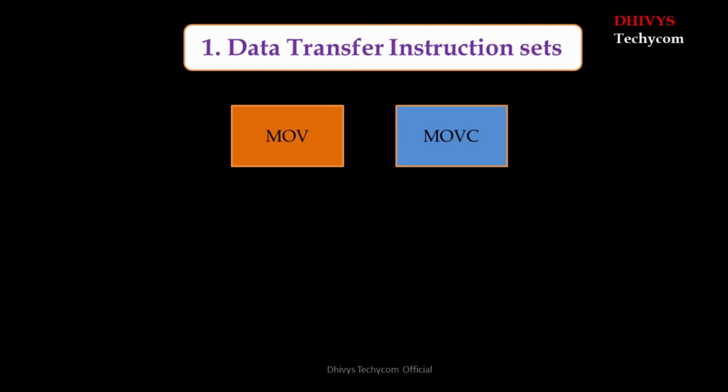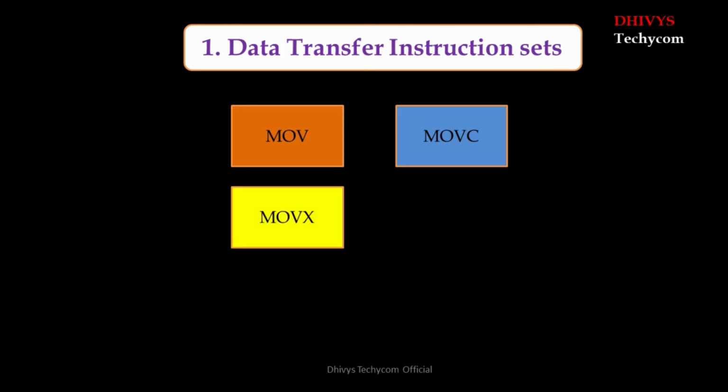So the second one is move with a carry flag, okay, and move code byte, okay. MOVC is move code byte, and MOVX is with external data.